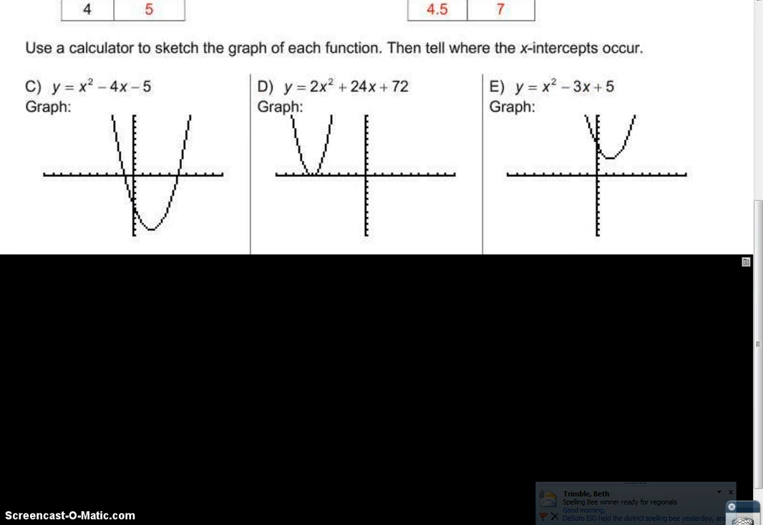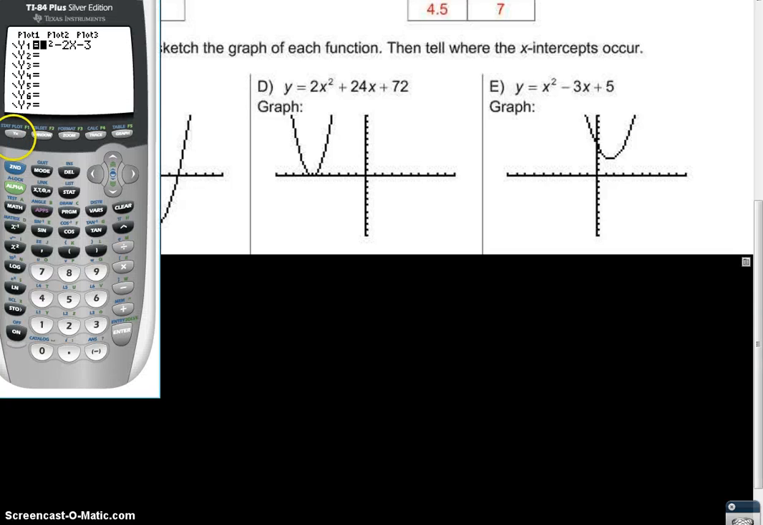For C, D, and E, it says use a calculator to sketch the graph of each of the functions and then tell where the x-intercepts occur. So once you graph these equations, let's look at C. When I go to y equals, I'm going to type in x squared minus 4x minus 5. And when I hit graph, I should see that it crosses the x-axis twice. I can go to my table to find out where y is 0. So when I go to the table, I have a value where y is 0 at -1.